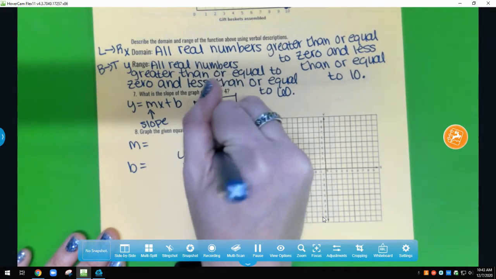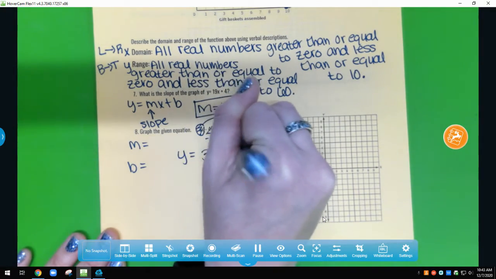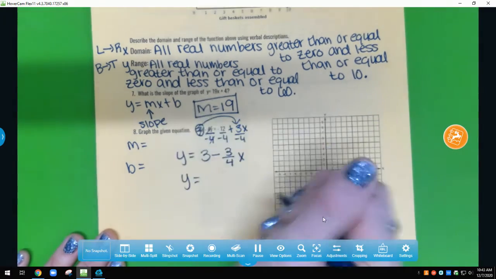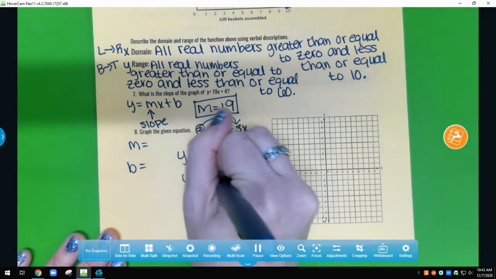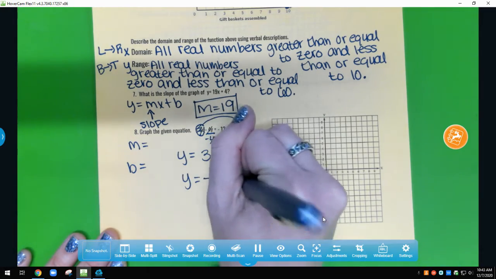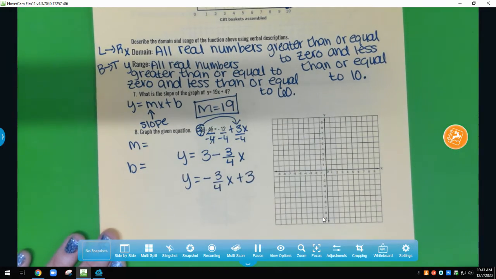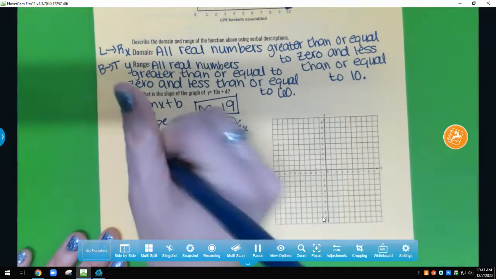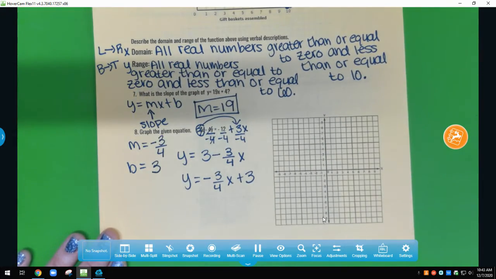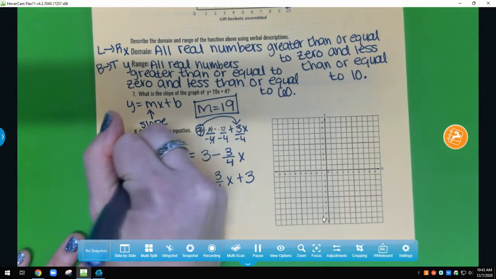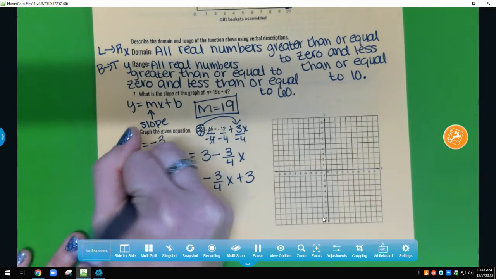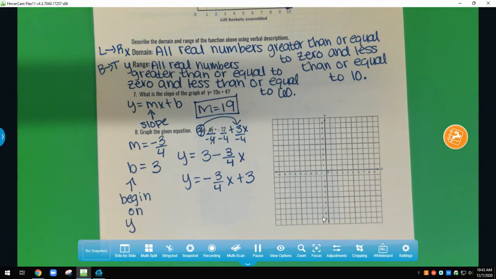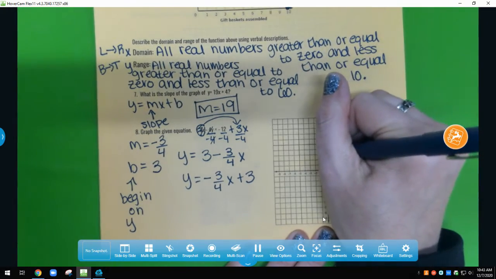3 minus 3/4 x. So if I'm writing that in the correct order, I have y equals negative 3/4 x plus 3. So my m is negative 3/4. My b is positive 3. Remember, when we're graphing, b stands for begin, and this is where you begin on y. So we're going to begin at 3.